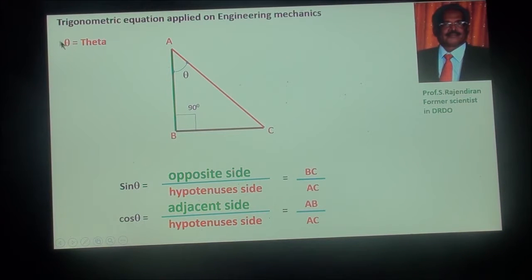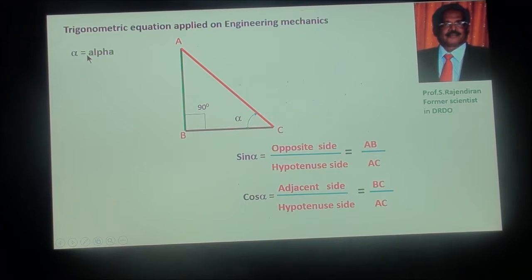Let us consider theta now. Sin theta, this is a formula one should remember, is opposite side by hypotenuse. That means, as we have already seen, referring to theta, the opposite side is BC. So BC and hypotenuse AC. Similarly, cos theta is adjacent side by hypotenuse. Now when referring to theta, the adjacent side is AB. So AB by AC is cos theta.